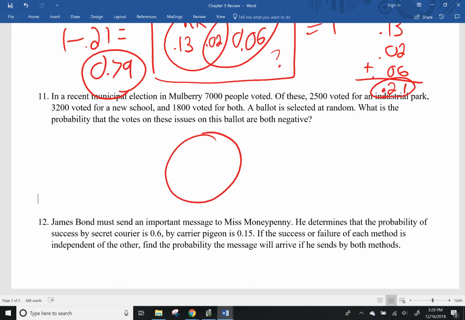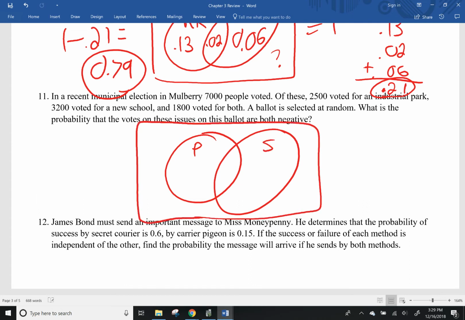So let's make circles for our votes here. We've got people who vote for a park and people who vote for a school. And of course, the box region will be the people who don't vote for it, or for neither of them. So I know that 1,800 people voted for both. So 1,800 is sort of this middle region. 2,500 voted for an industrial park. Now I already know 1,800 of that 2,500 voted for a school as well. So if you take the difference, 2,500 minus 1,800, that is 700, and that is the people who voted for a park and a park only.